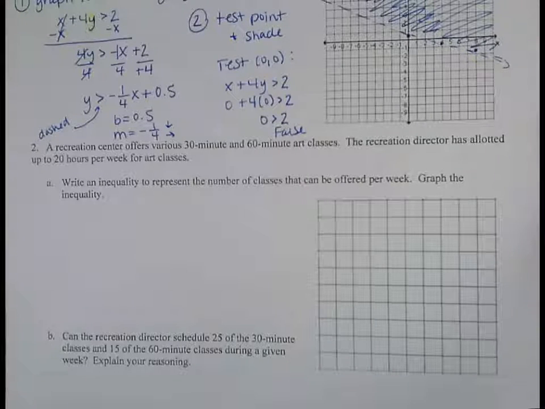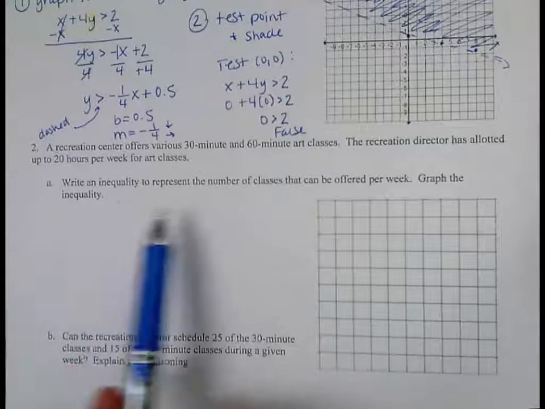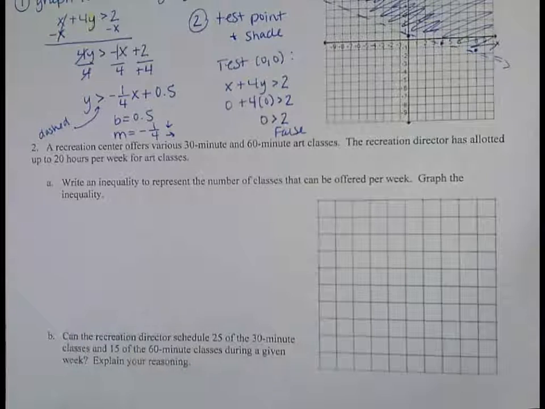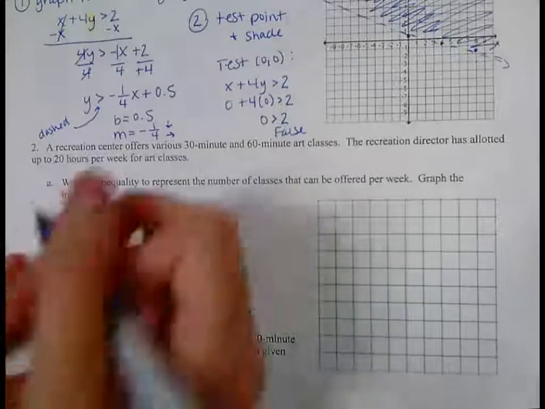So we have a recreation center offers various 30-minute and 60-minute art classes. The recreation director has allotted up to 20 hours per week for art classes. Part A says to write an inequality to represent the number of classes that can be offered per week and then graph the inequality. So in order to write an inequality, I need to define some variables.